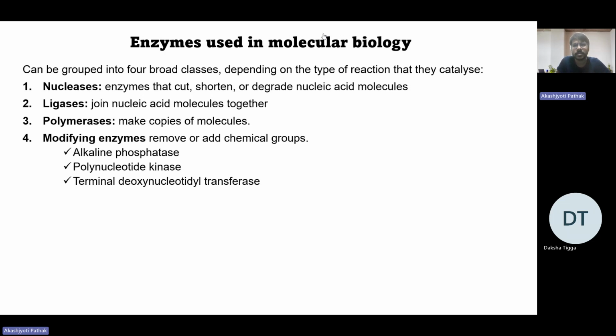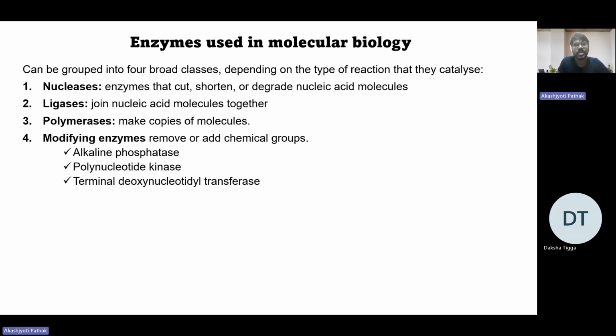Meanwhile, if you have any doubt, you can ask in the chat, or you can directly unmute yourself and ask the question. The enzymes which are used in molecular biology can be grouped into four broad classes depending on the type of reaction that they catalyze.